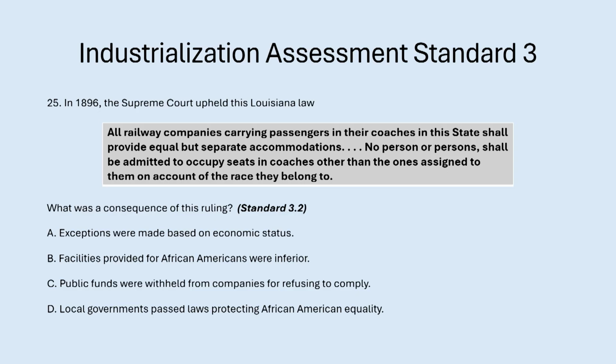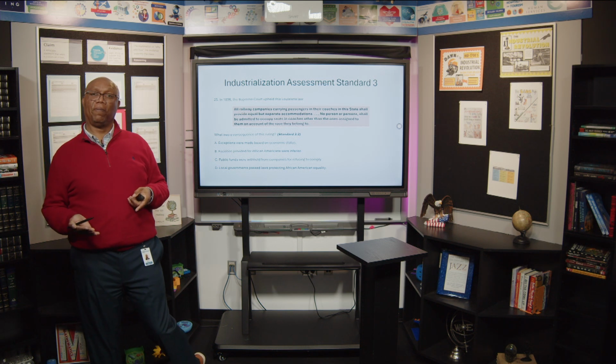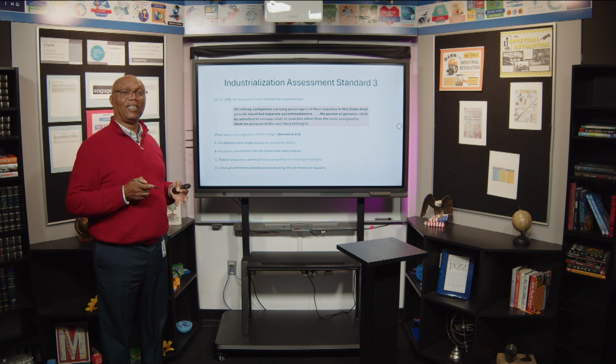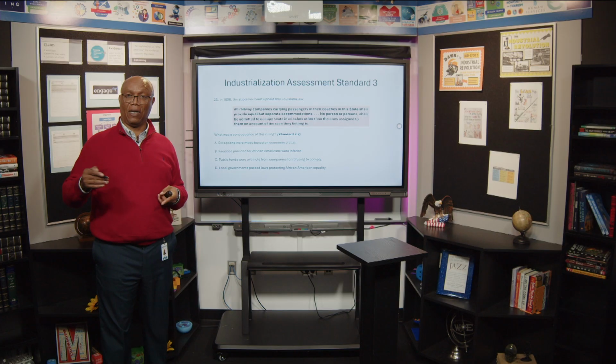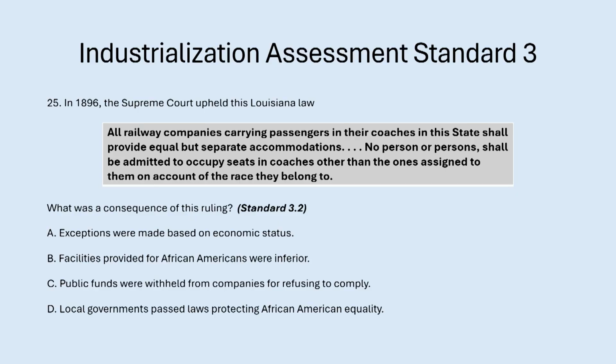Exceptions were made based on economic status. Facilities provided for African Americans were inferior. Public funds were withheld from companies for refusing to comply. Local governments passed laws protecting African American equality. Well, 1896, once again from the fact list, this was Plessy v. Ferguson. What it did is it upheld the idea of separate but equal. And in this particular case, separate but equal was anything but separate. It was separate, but it was anything but equal. And the best answer was B.